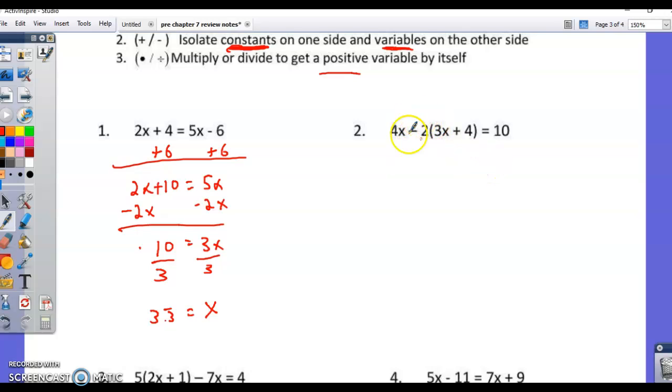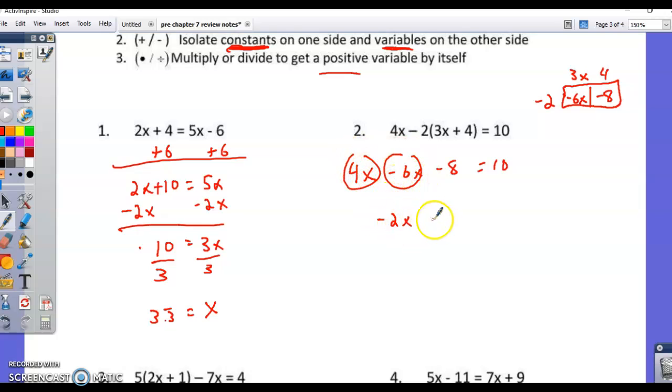So here I have to distribute this negative just like we did on the previous problems. So I have a 4x, and then what's going to be next, I'll just box it over here, negative 2. You don't have to do the box method, but I know a lot of you like to. So this would be negative 6x, and then negative 2 times 4 would be negative 8. So negative 6x, negative 8 equals 10. So I'm going to combine these like terms to start. So 4x and negative 6 would be negative 2x minus 8 equals 10.